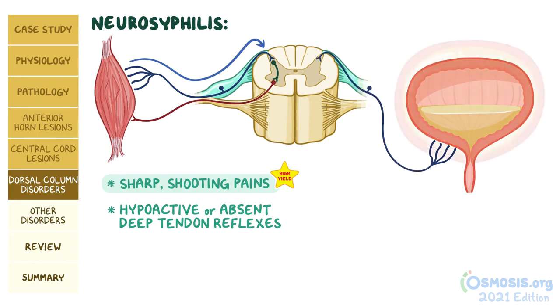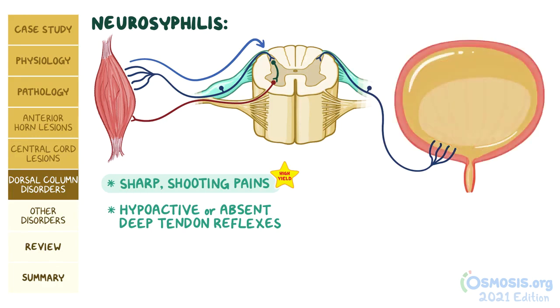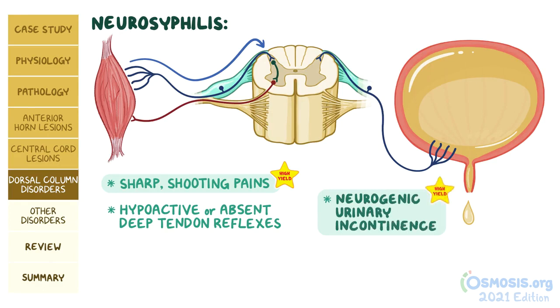This means that as the bladder fills to capacity and stretches, that sensory information is not received. The bladder starts to overflow, and this results in a high-yield condition known as neurogenic urinary incontinence.